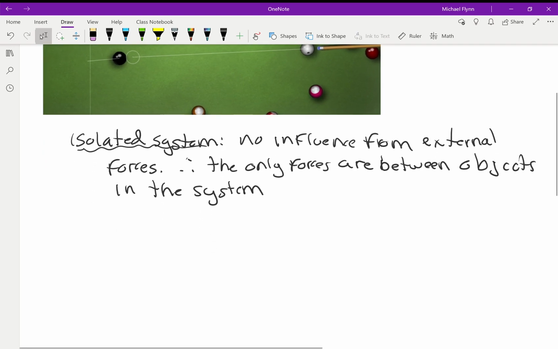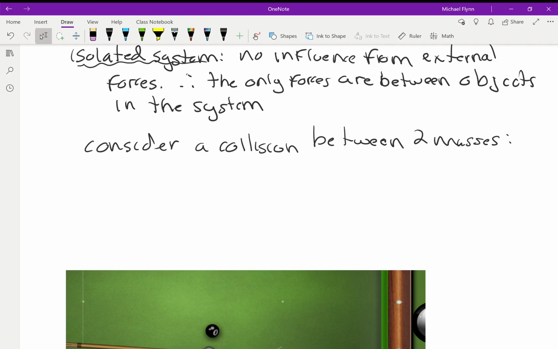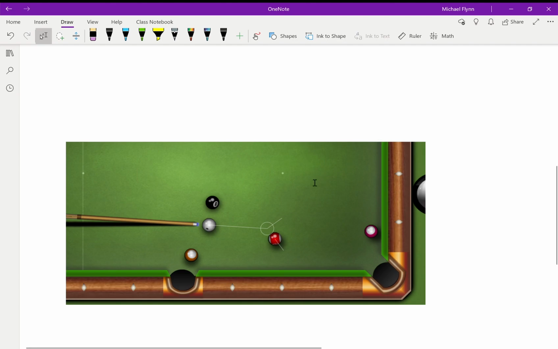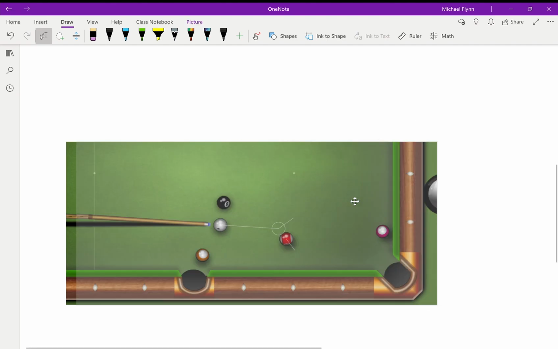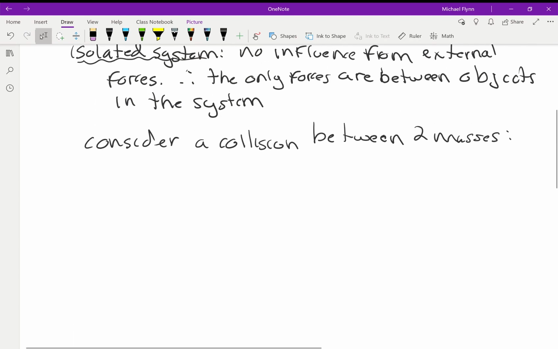Let me explain why. Consider a collision between two masses. Pardon me while I move this little picture out of the way. Okay, so consider an isolated system between two masses. I'll give you a little example.